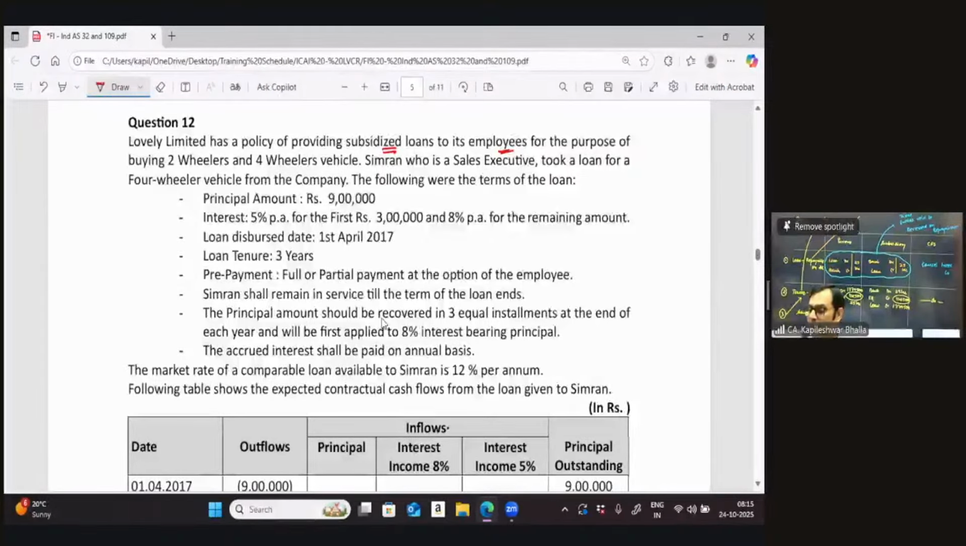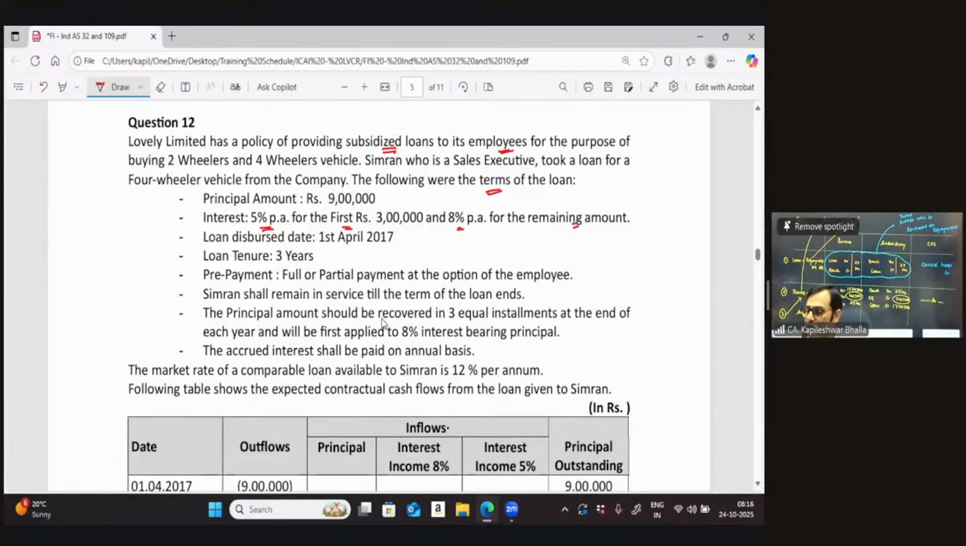It says for the purpose of buying two-wheelers and four-wheelers, Simran, who is a sales executive, took a loan for a four-wheeler vehicle, and the terms of the loan are given. The principal amount of the loan is given. The interest is at the rate of 5% on the first 3 lakhs and then 8% on the remaining amount. So interest is not charged at a flat rate, but on a slab system. On the first 3 lakh it is 5%, and on the remaining 6 lakhs it is at the rate of 8%.